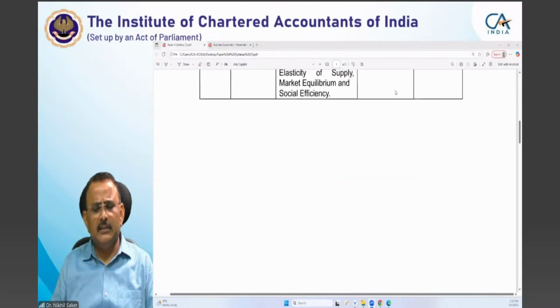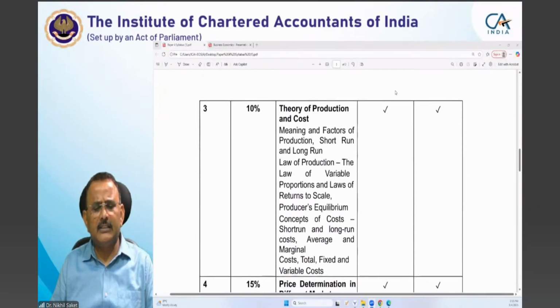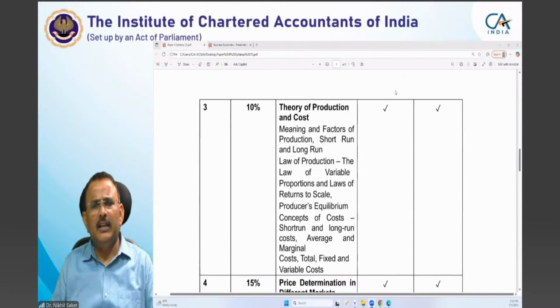Next is the theory of production and cost. Again, this unit carries a weightage of 10%, which has concepts like the meaning of production, different factors of production, the short run and long run types, then the law of production, law of variable proportion, law of returns to scale, and producer equilibrium. These are all concepts in production, and questions are generally asked on them in the examination.